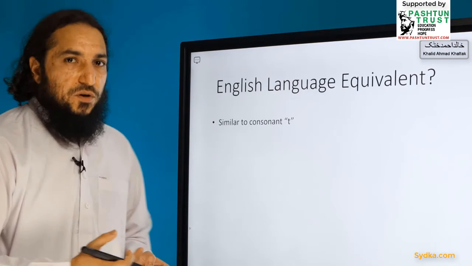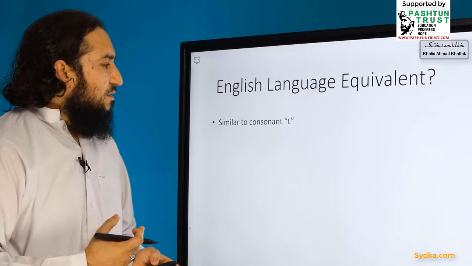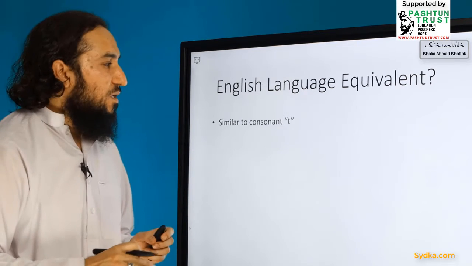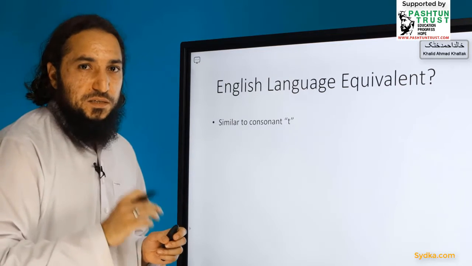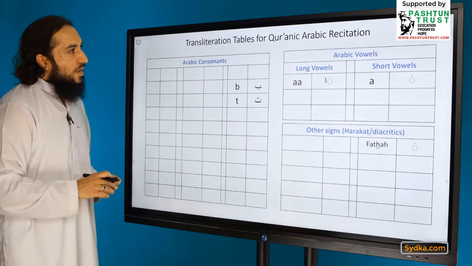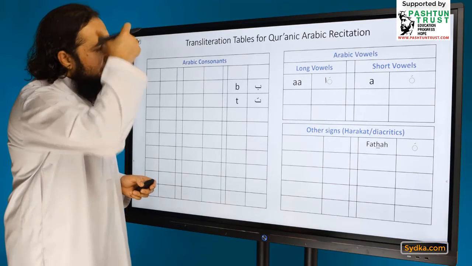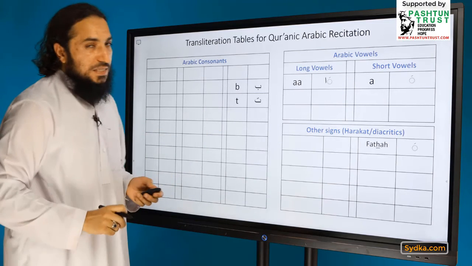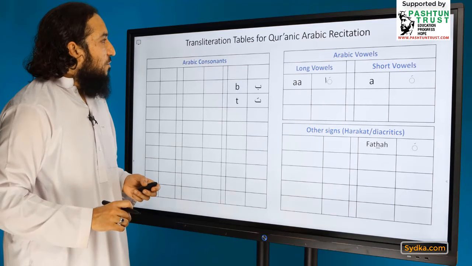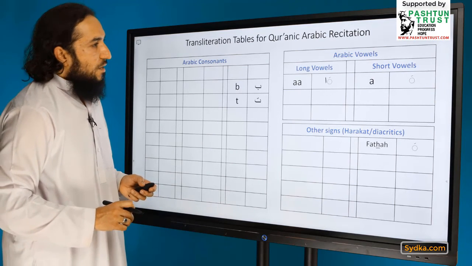Okay, the equivalent of Ta is the consonant T. It's not the same, but it has a similar sound, because it's a bit harsh if you say T, but it's quite similar. So for transliteration purposes, we use the T sound from English letters.